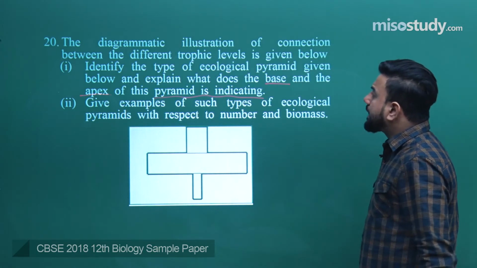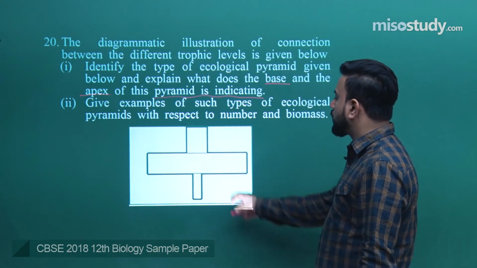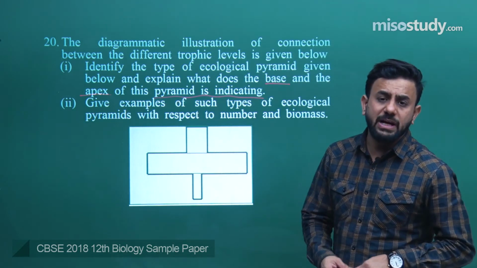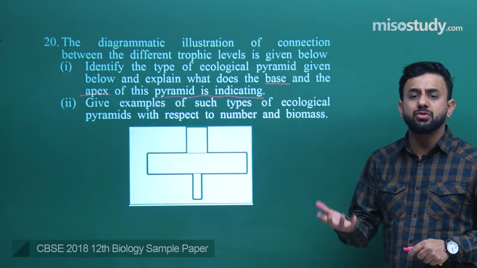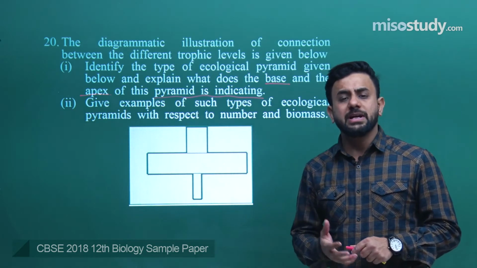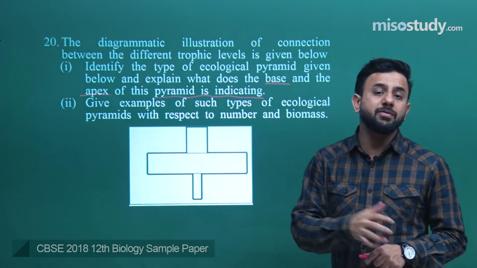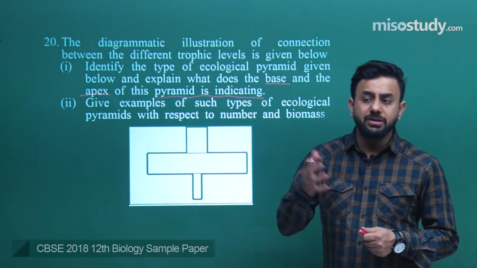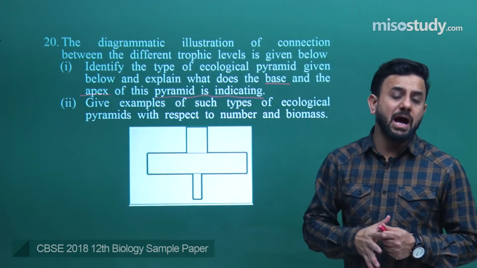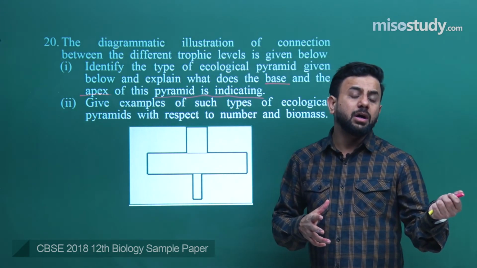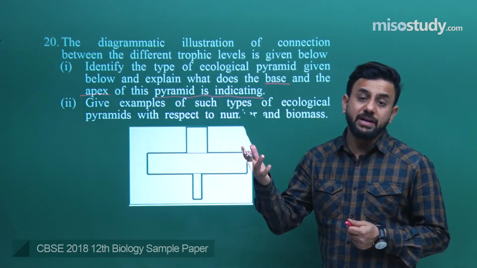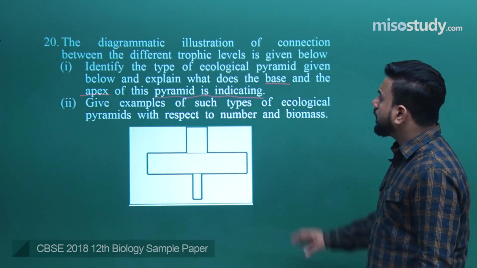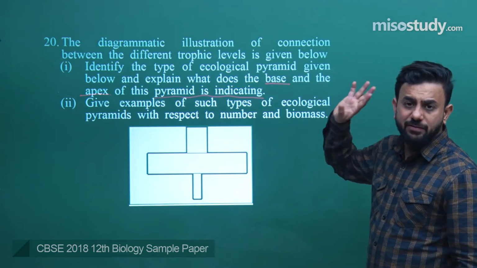So, the diagrammatic illustration of connection between the different trophic levels. This is giving the connection between trophic levels. We all know the trophic levels, right? What are the different trophic levels? The first trophic level we talk about is the producer level, the green plants. The second trophic level we talk about is the herbivorous animals, which feed on the plants. The third trophic level is the primary carnivores, which feed on the animals. And the secondary carnivores after that. So this is the trophic level we know.